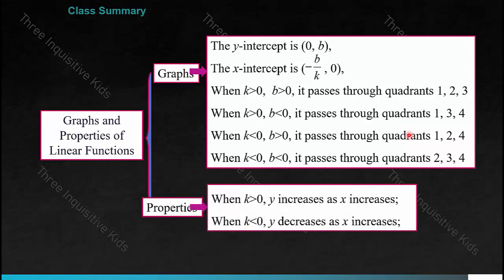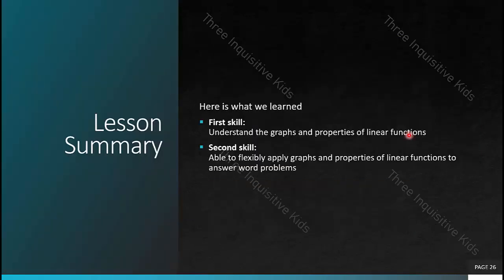And its properties. When k is greater than 0, which is the slope, y increases as x increases. And when k is less than 0, when the slope is negative, y decreases as x increases. Today we understood the graphs and properties of linear functions, and we were able to flexibly apply graphs and properties of linear functions to answer word problems.